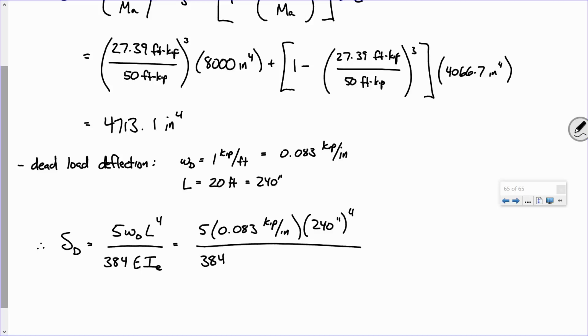We computed it in this problem. Say it again. There we go. 3122. Because it's E of the concrete. Remember, how do you compute that? It's 57,000 times the square root of fc prime. We did that. See, it's all coming together. All right, and then this is 4713.1 inches to the fourth.